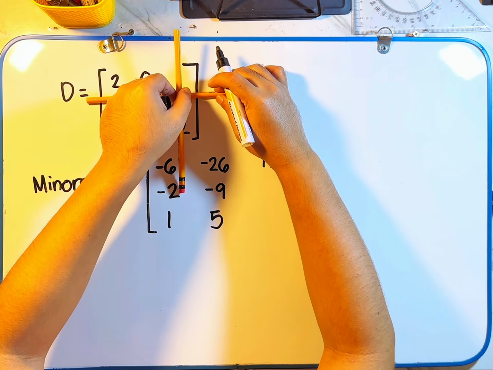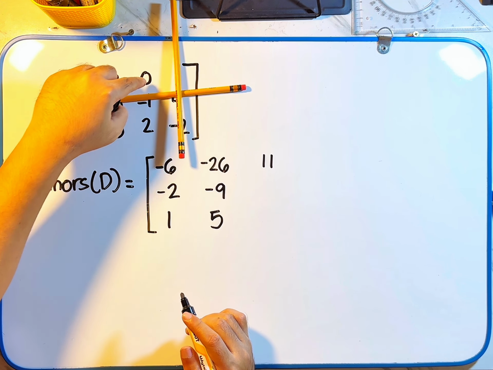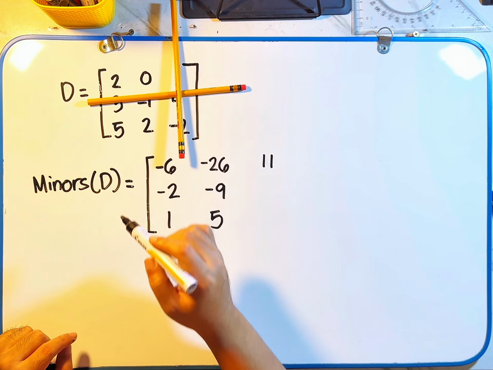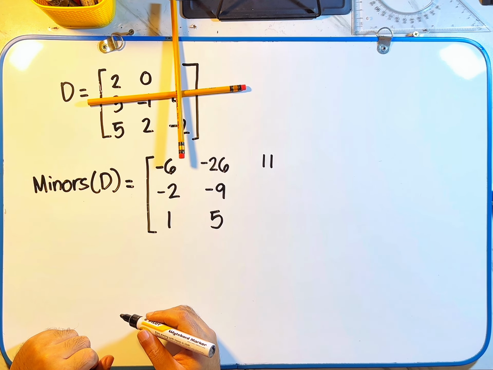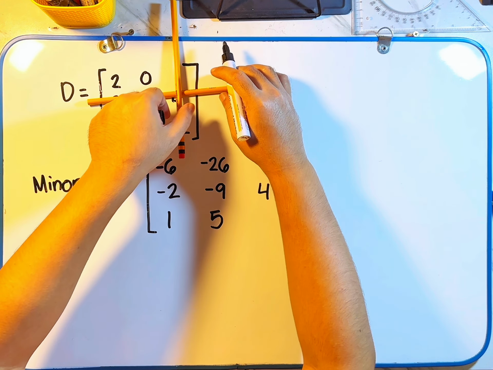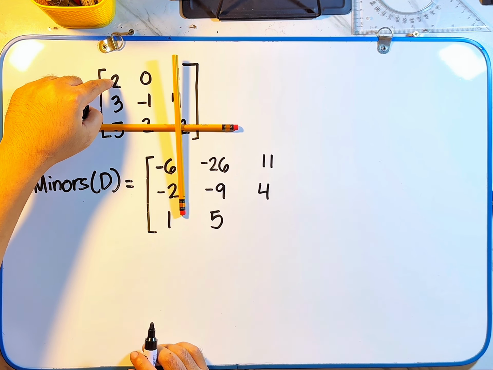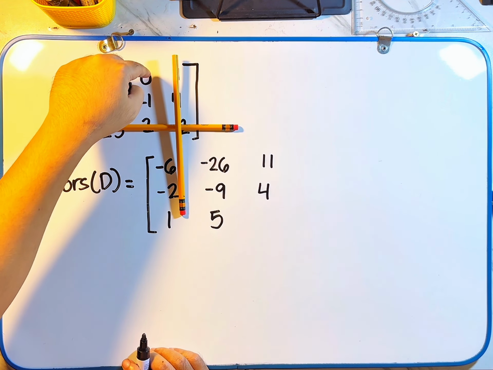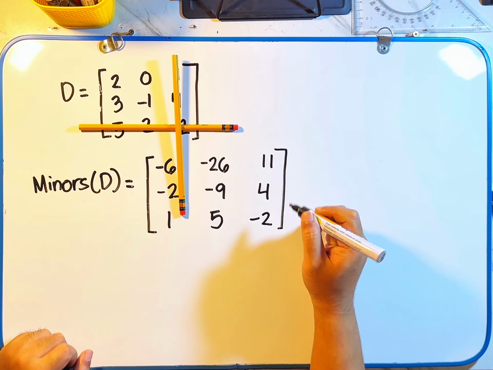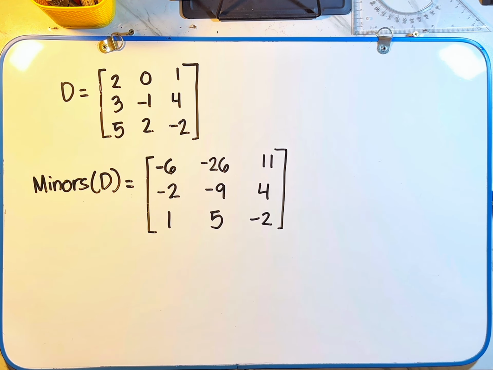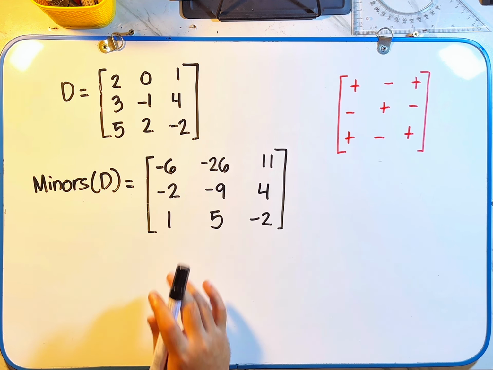Next, second row, third column. All right. So we have these 4 elements. 2, 0, 5, 2. 2 times 2 is 4. Minus 5 times 0 is 0. So 4 minus 0 is 4. And finally, third row and then third column. 2 times negative 1 is negative 2. 3 times 0 is 0. Negative 2 minus 0 is negative 2. And here's your minor. Next, we will use the rule of signs and apply it to our minor to find our cofactor.